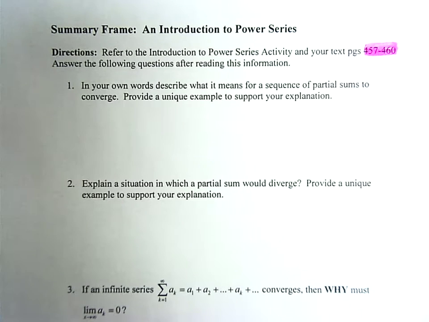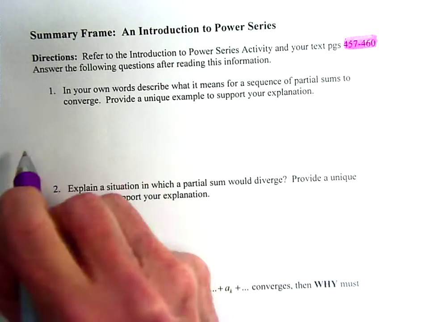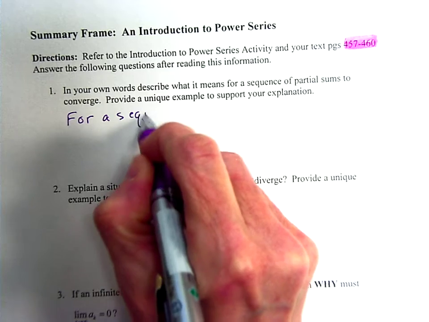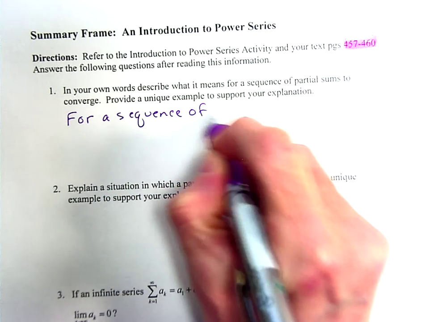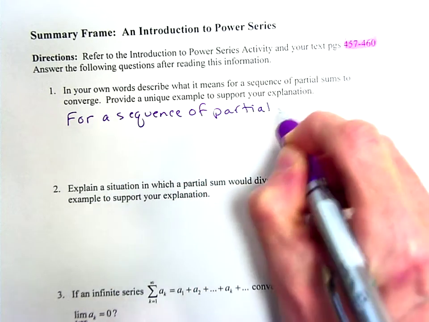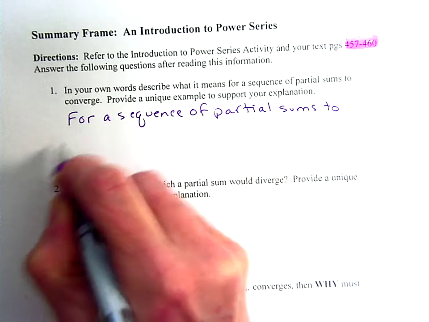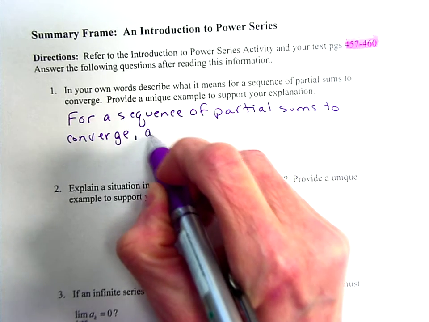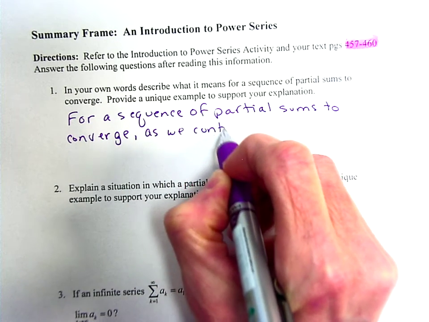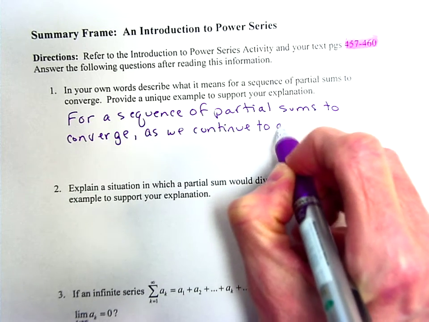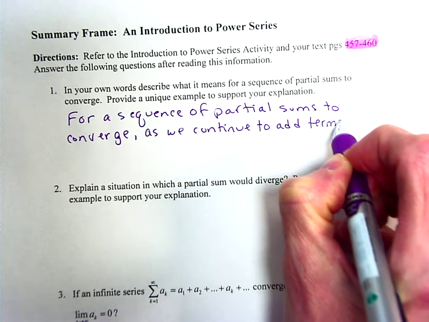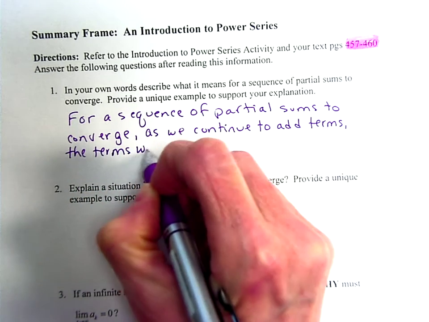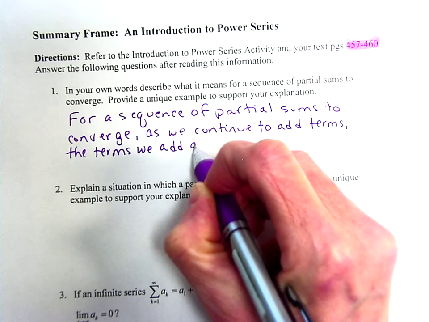Provide a unique example. I think in my own words, I would say, for a sequence of partial sums to converge, as we continue to add terms, the terms we add approach a value of 0.